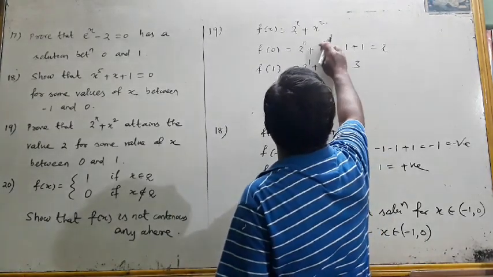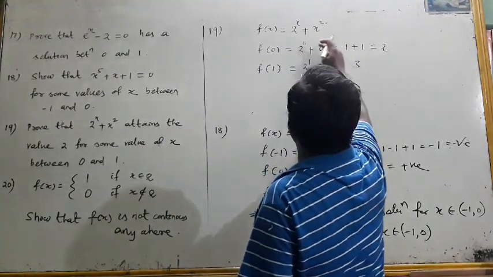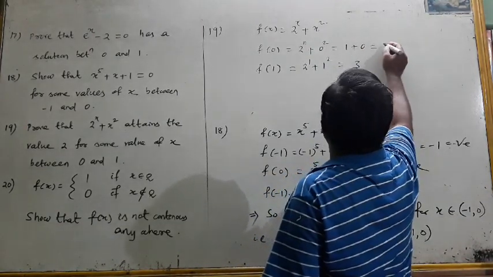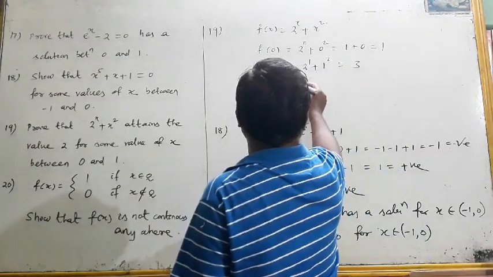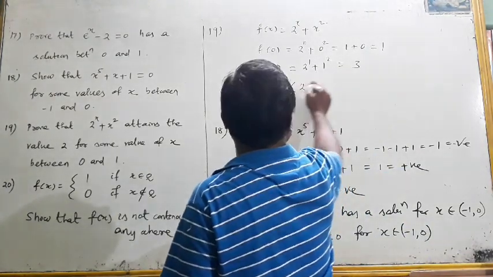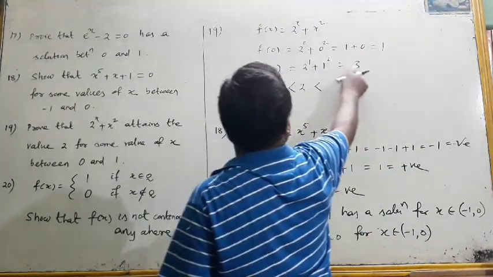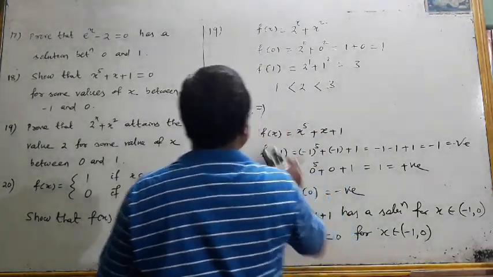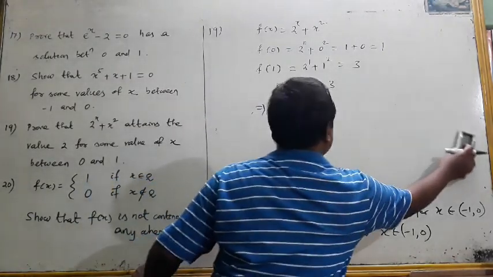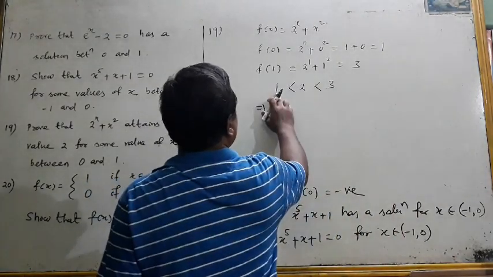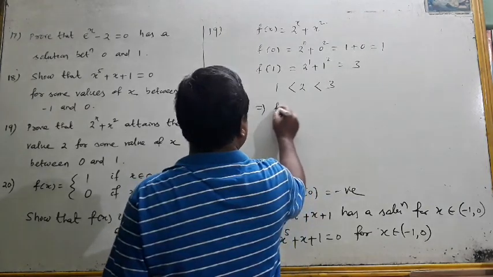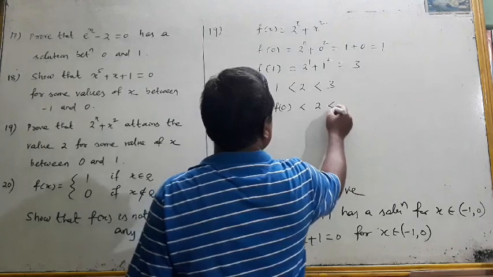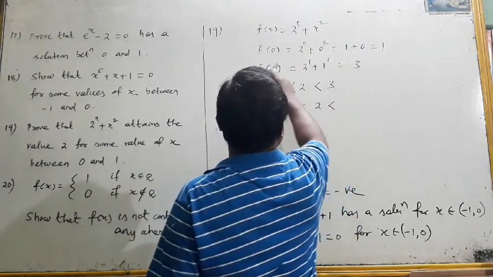So f(0) is 2 to the power 0 plus 0 square, it is 1 plus 0 is equal to 1. Now 2 lies between what? Between 1 and 3. This implies f(0) is less than 2 is less than f(1), that is 3.